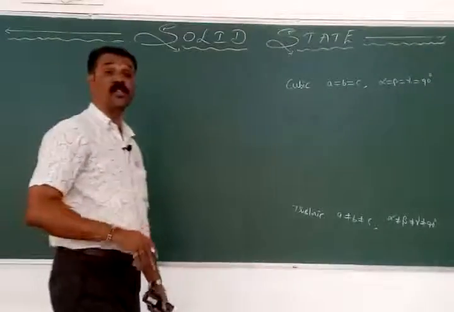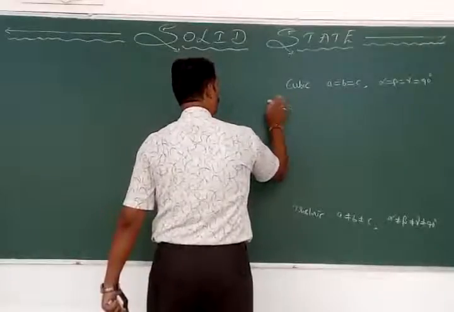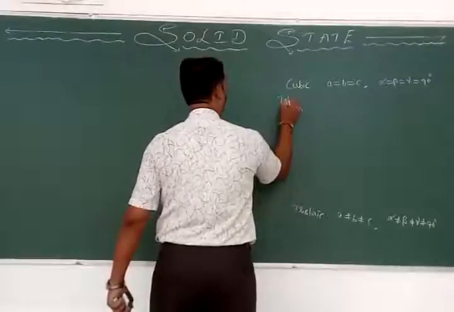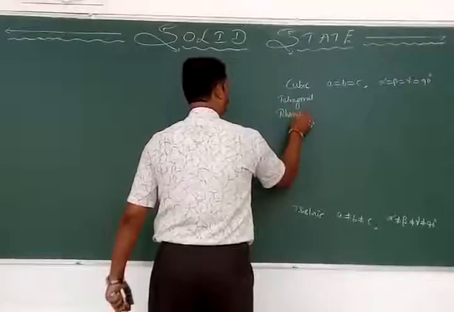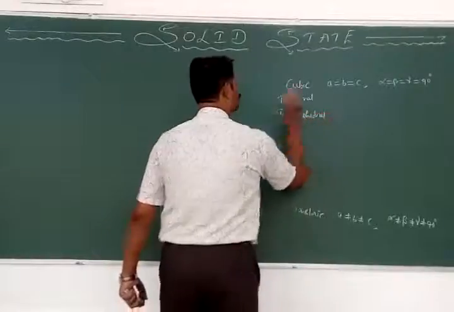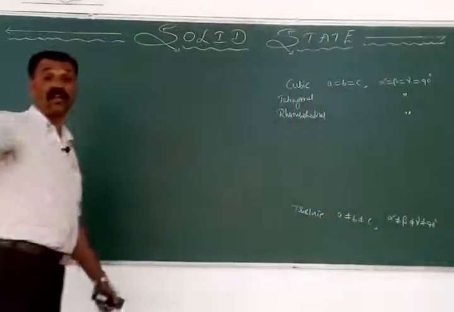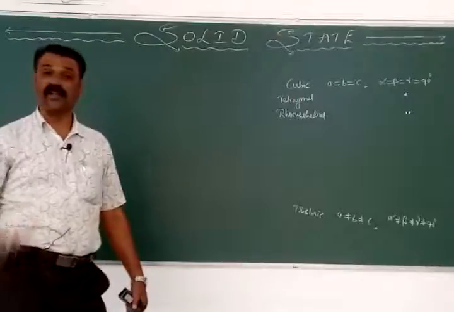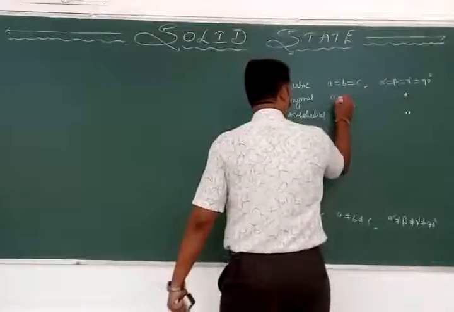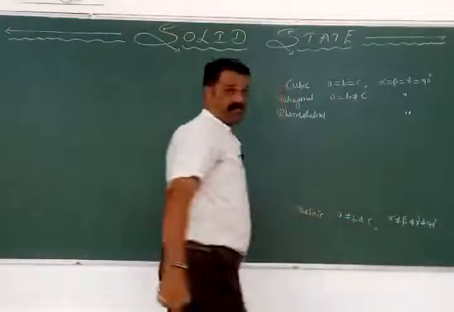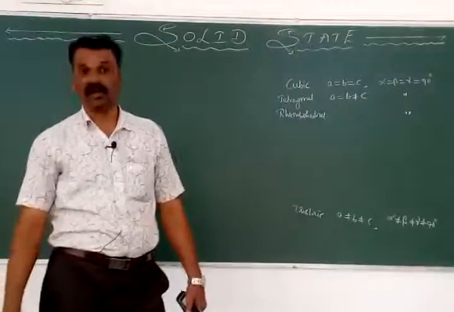Now we will have the resemblance of the first, cubic, with rhombohedral. So let us have first tetragonal and then the rhombohedral. What does it mean here? All the angles are equal and all are equal to 90 degrees, meaning they are mutually perpendicular to each other. But the two edge lengths are the same, and the third is different. If that is the case, it is called tetragonal.